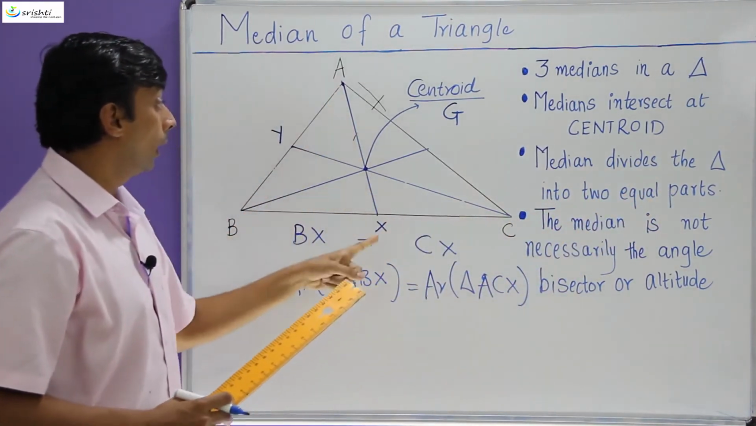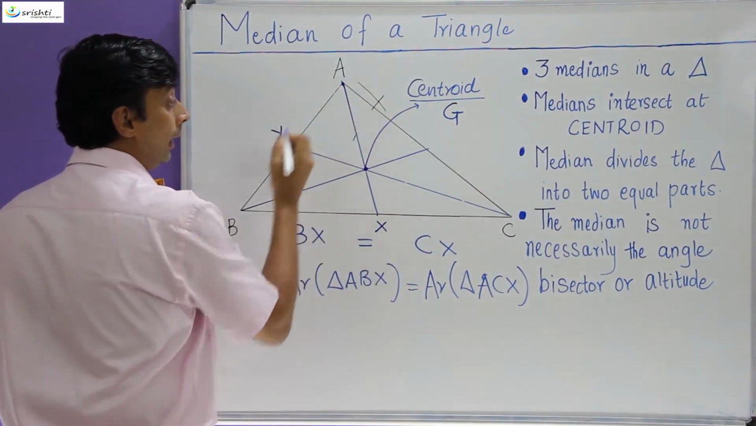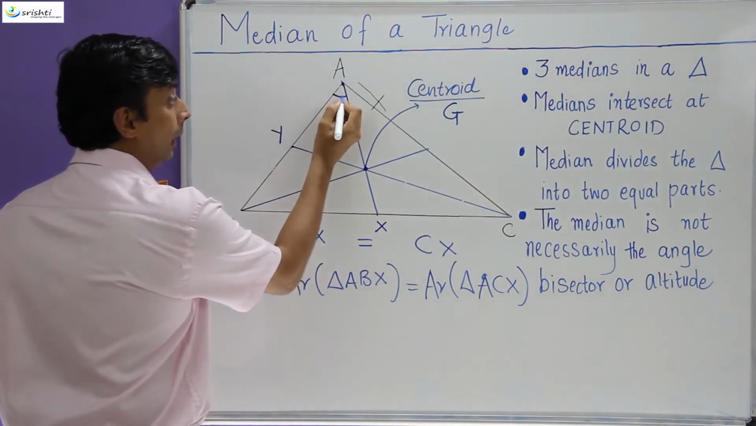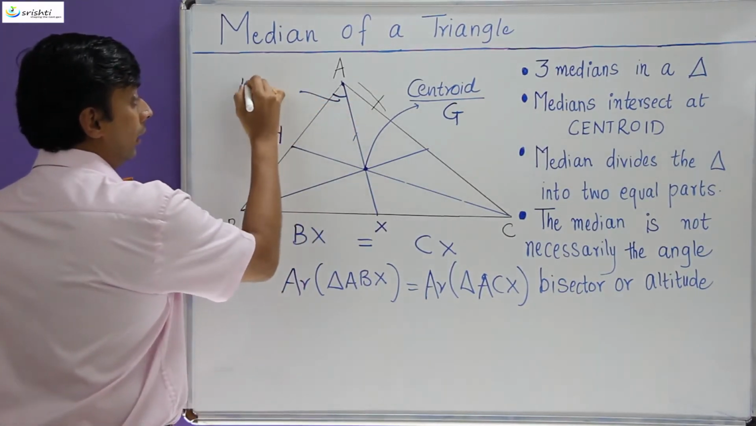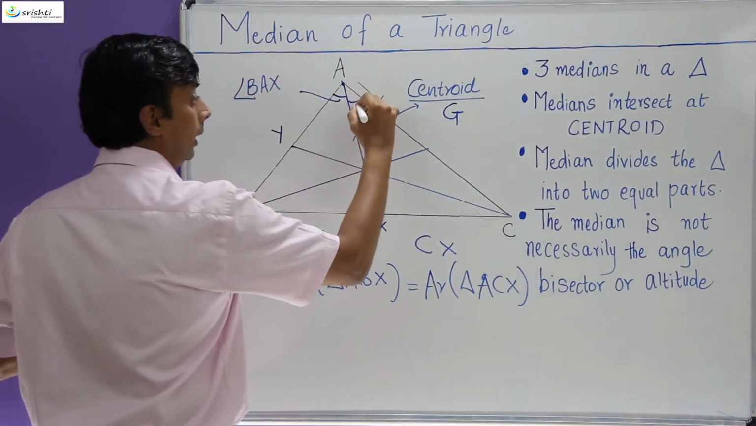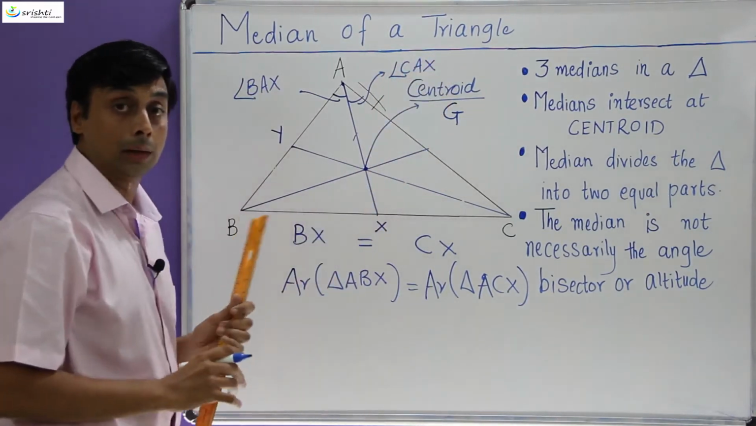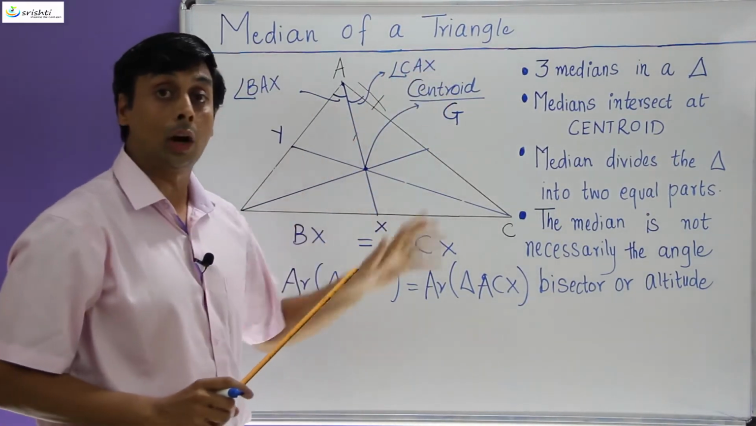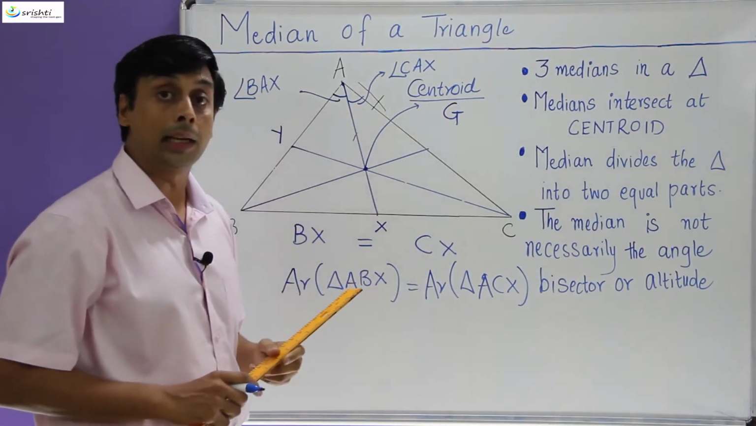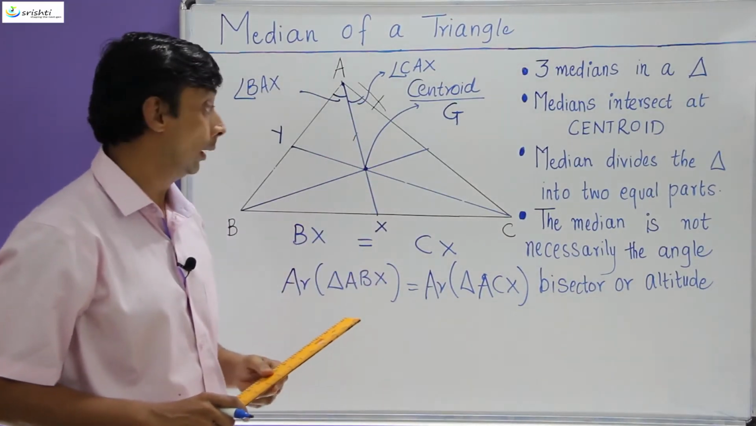Now when I draw this particular median AX, do you notice that the angle A is getting divided into two parts? One part is angle BAX, and the other part is angle CAX. Now these two parts need not be equal, therefore the median does not necessarily bisect the vertex angle. So the median is not necessarily the angle bisector.